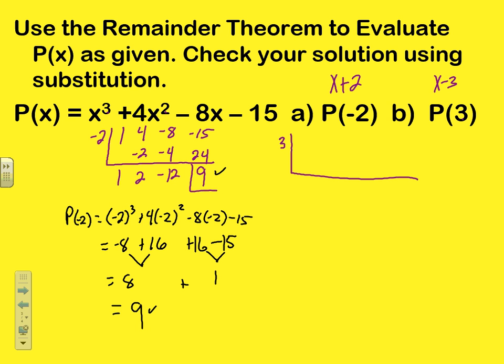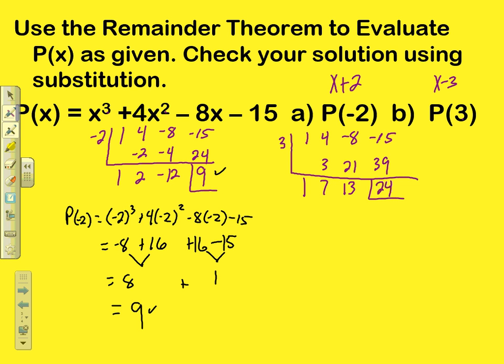So now we're going to do the division with the 3. So the 1, the 4, negative 8, negative 15, that doesn't change from the original problem. Bring down the 1, multiply, add, multiply, add, multiply, and add, and I get a remainder of 24. So to check using the remainder theorem, did we do our division properly?